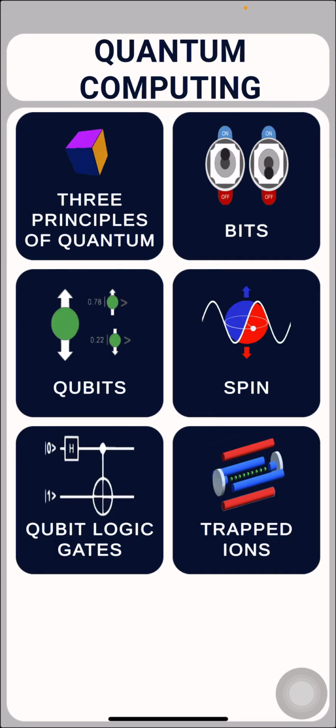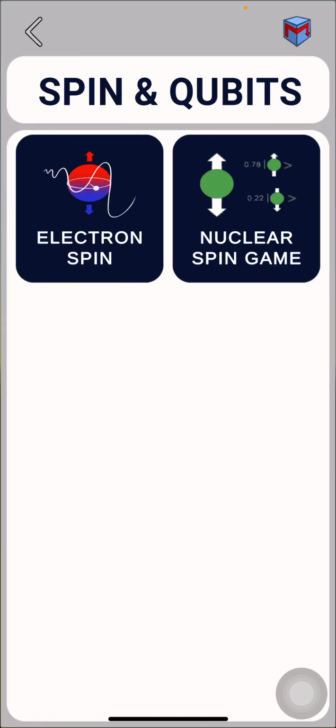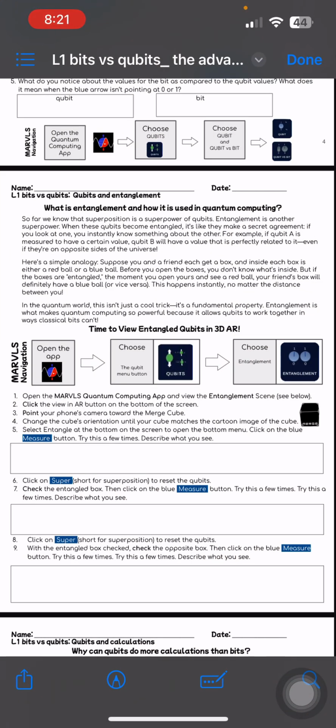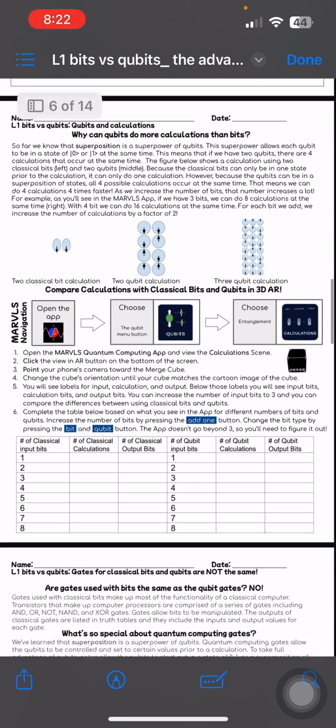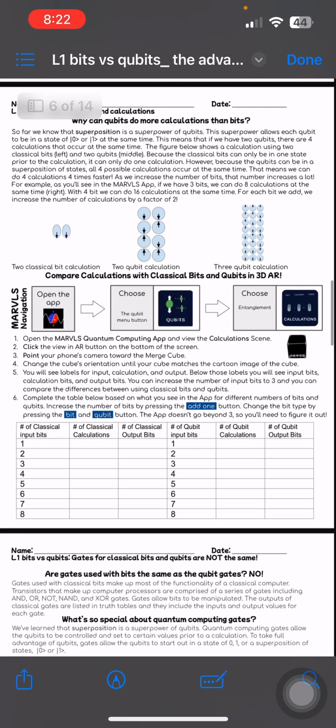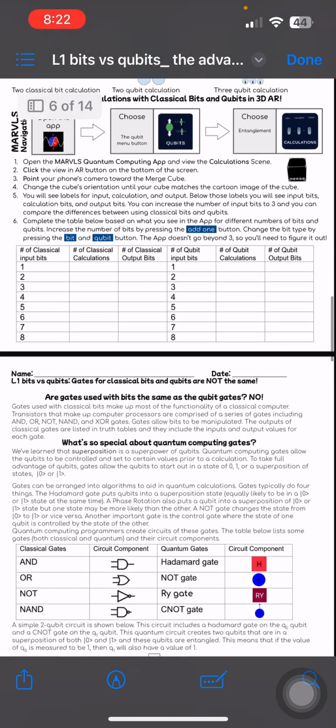Okay, so next we're going to look at spin. So spin is, let's look at the lesson for that. So this is still the lesson. I forgot to mention, this is the lesson that goes along with the calculations for qubits.